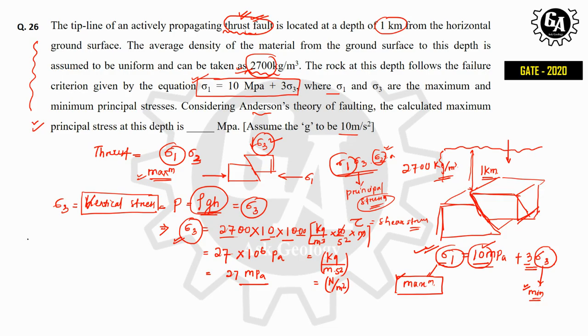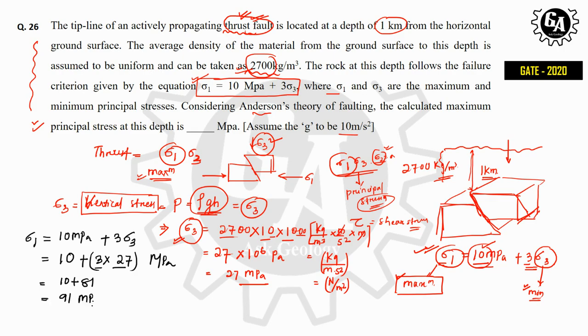And now finally the failure criteria, what equation is it following? The equation is given: sigma 1 is equal to 10 MPa plus 3 sigma 3. So this 10 MPa, this is 10, plus 3 times, what is the value of sigma 3? We just calculated 27. This is also in megapascal, so the unit is MPa, no doubt. So this is 10 plus 27 cross 3, this is 81, so the answer is 91 MPa.